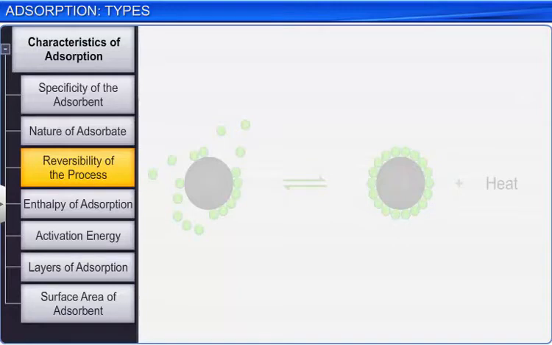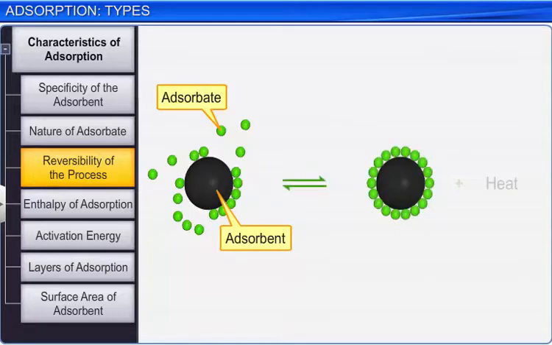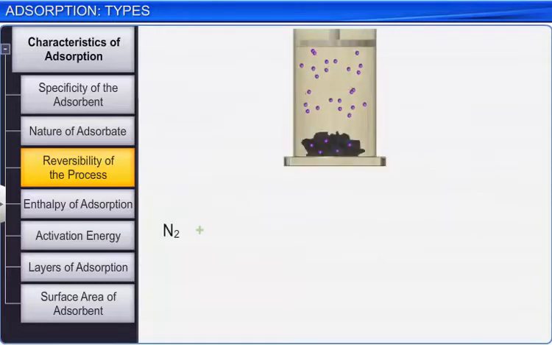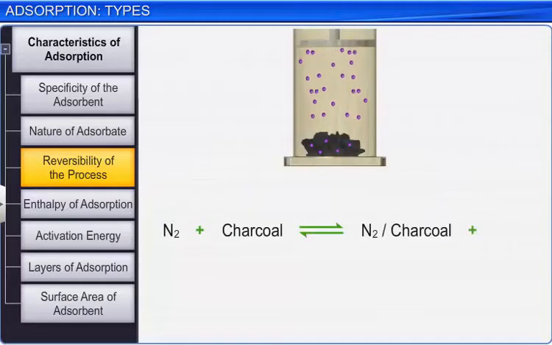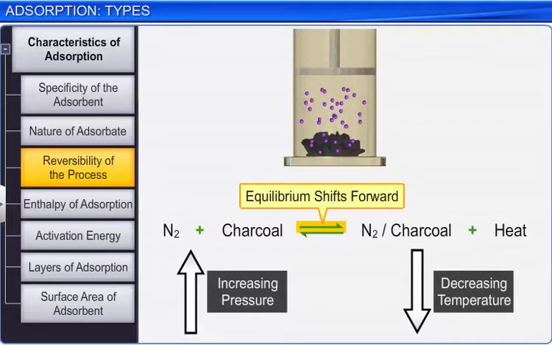The equilibrium can be represented as gas, the adsorbate, plus solid, the adsorbent, is in equilibrium with the gas adsorbed on the solid plus heat. On applying Le Chatelier's principle, it can be seen that when we increase the pressure or decrease the temperature, the equilibrium shifts forward. That is, adsorption increases.